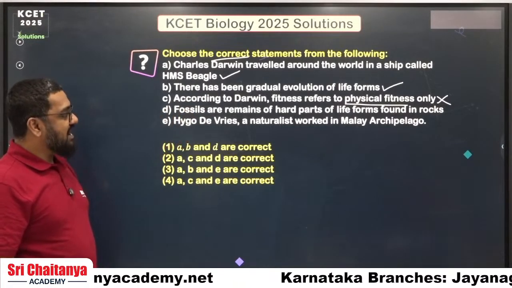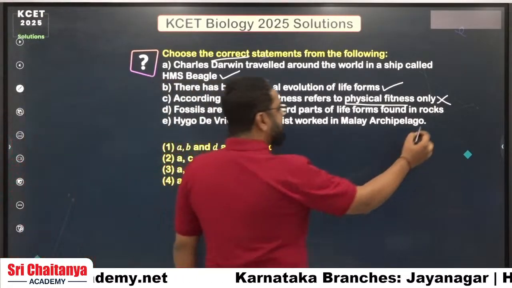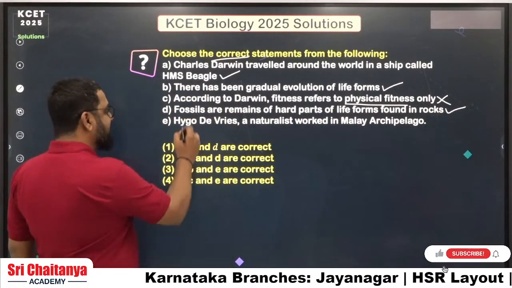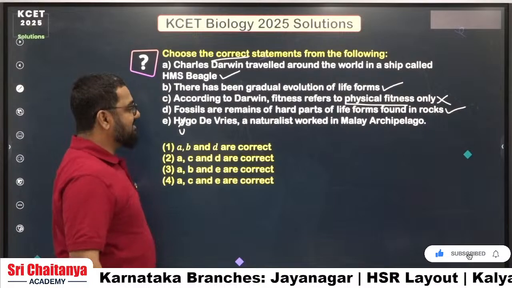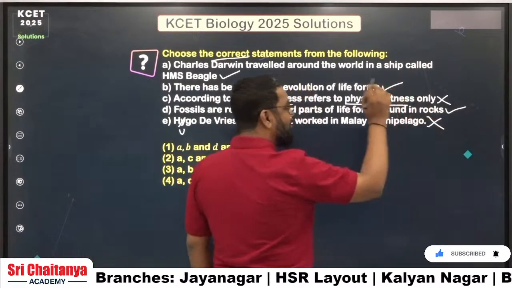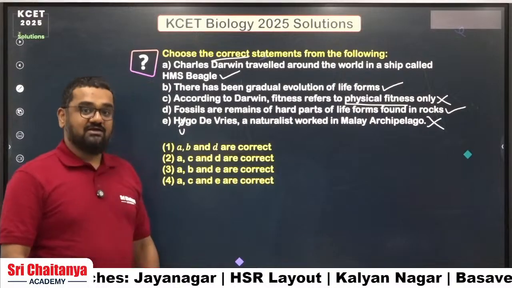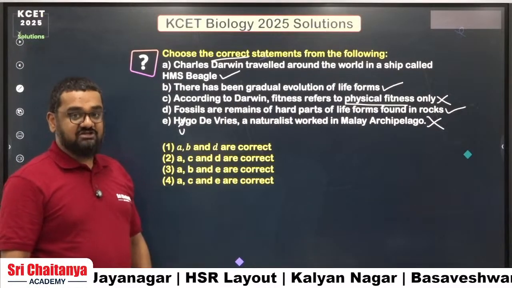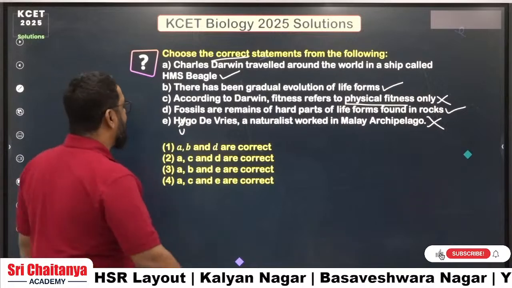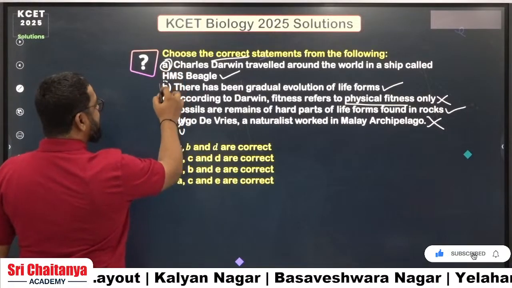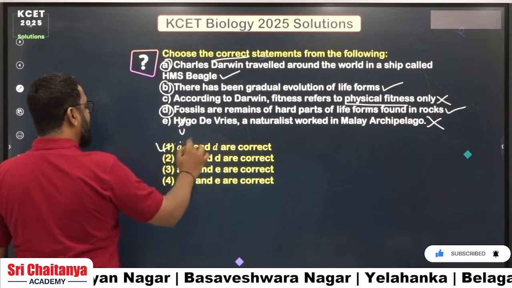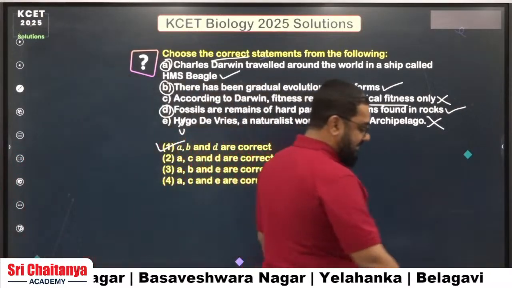Fossils are the remains of hard parts of life forms found in rocks. True statement. Hugo de Vries, a naturalist, worked in Malay archipelago. Incorrect statement. Hugo de Vries worked on Oenothera lamarckiana, which in turn gave the mutation theory. Alfred Wallace was the person who worked in Malay archipelago. So A is right, B is right, and then we have D. So A, B and D are correct. Option 1 will be your right answer.